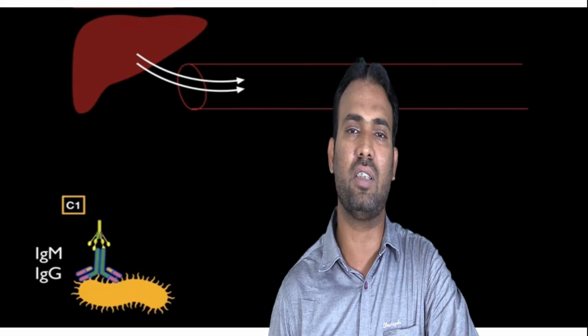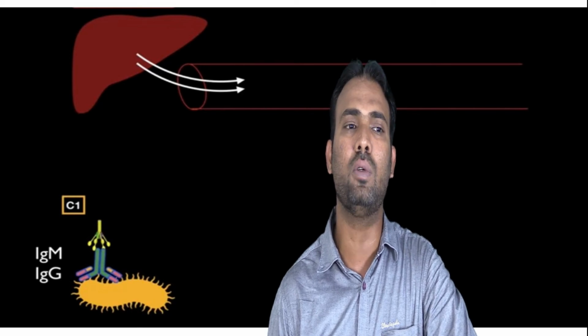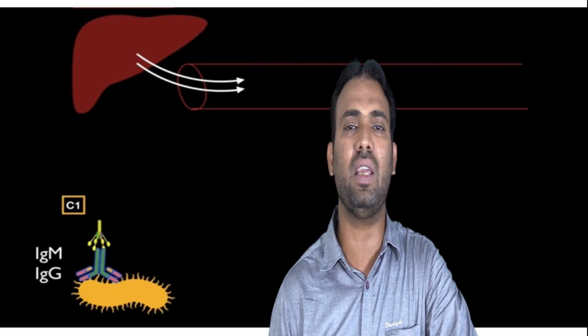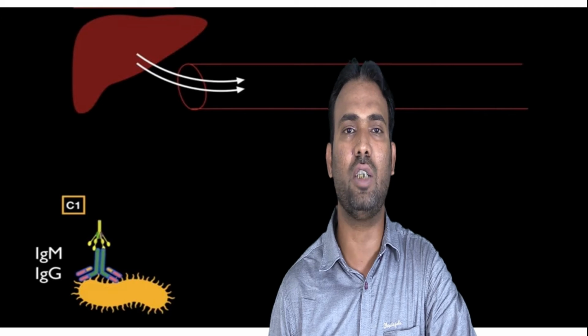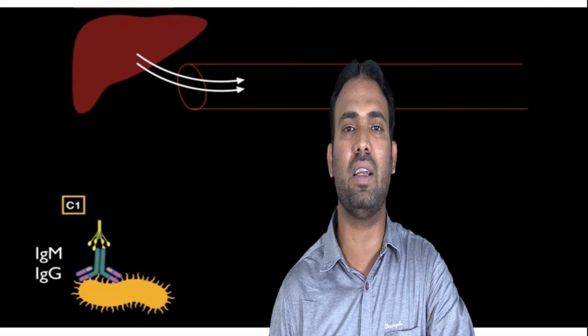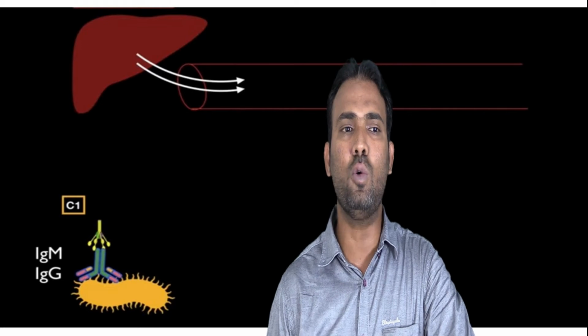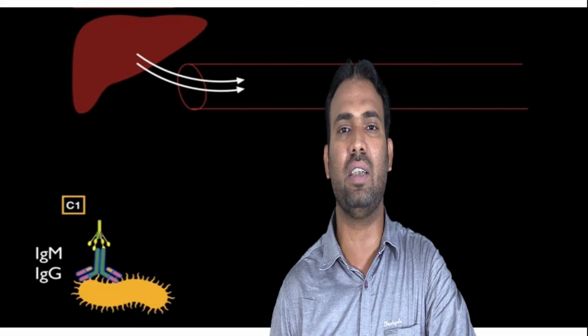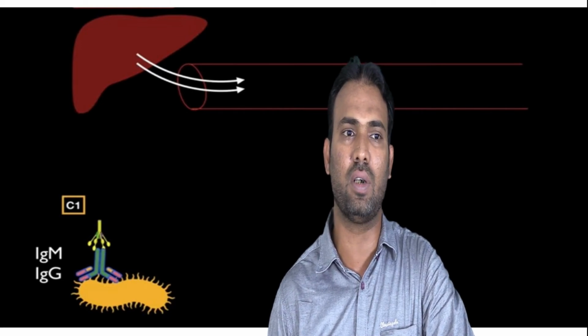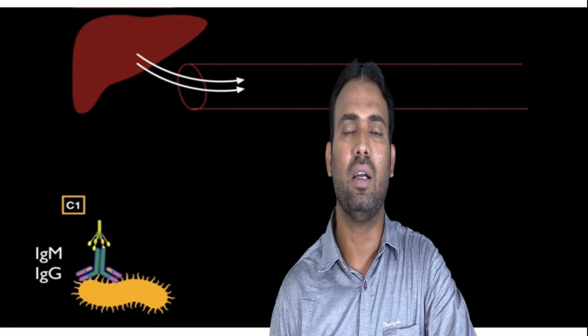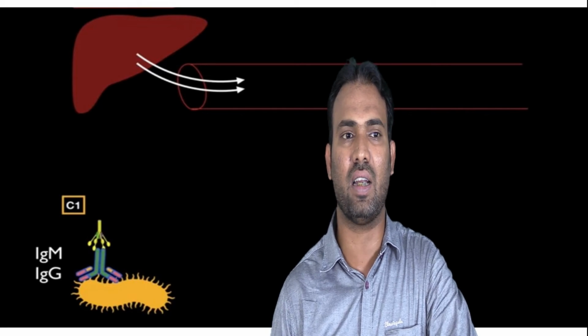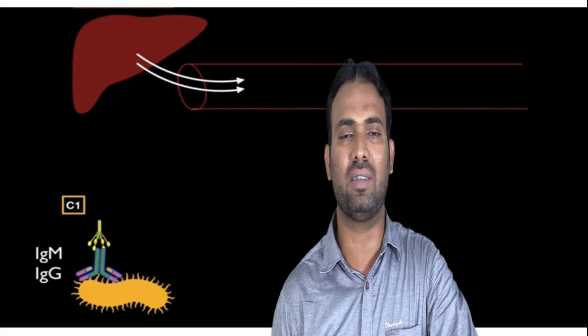Similarly with the C4, it will also come and join, that means C4B and then C2B. C2A is similarly present in the blood vessels. Then both C4B and C2B are joined together and make a new enzyme, that is the C3 convertase, which will call for C3.